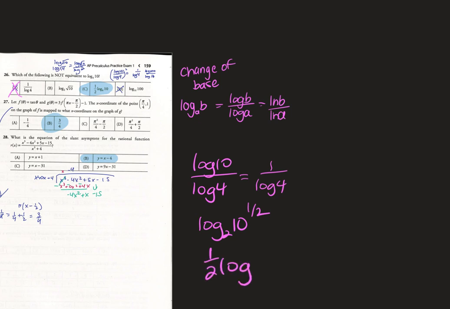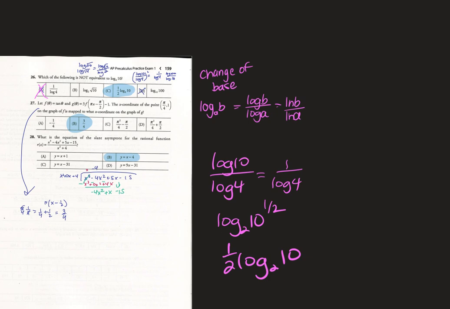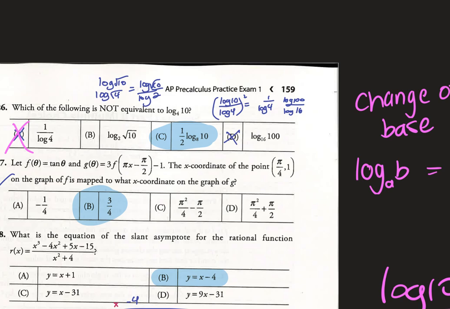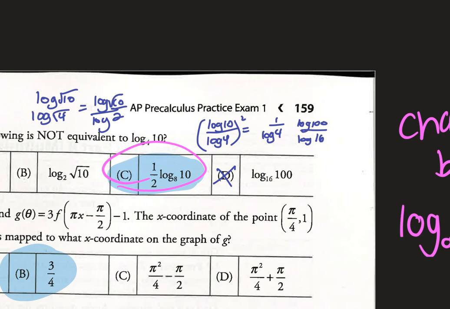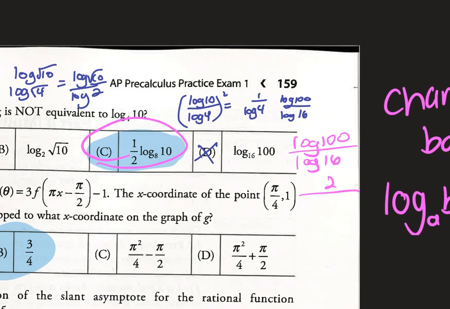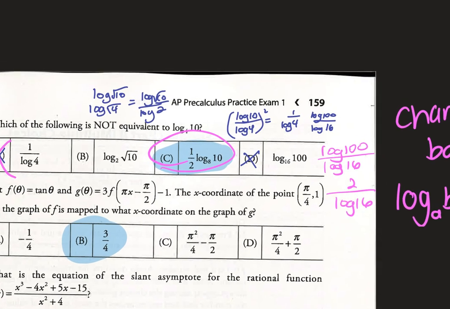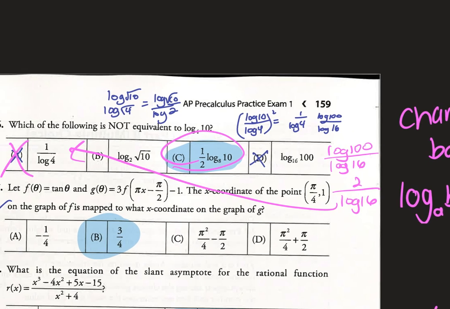1/2 log base 2 of 10 would also be the same thing. And then log base, so the only one that changed the base that didn't work was C. So if I did log 16, it would be log of 100 over log 16. Log of 100 is 2 over log 16, which would be equivalent to like raising these to the power. So those are the same.